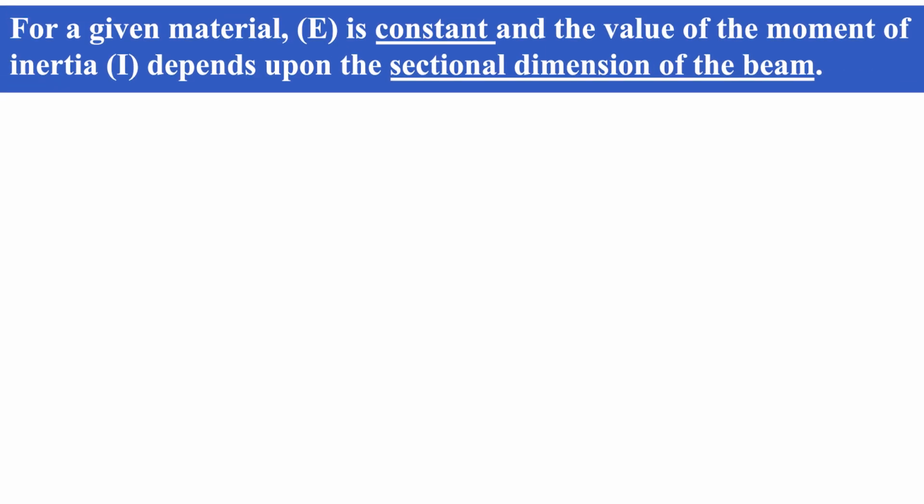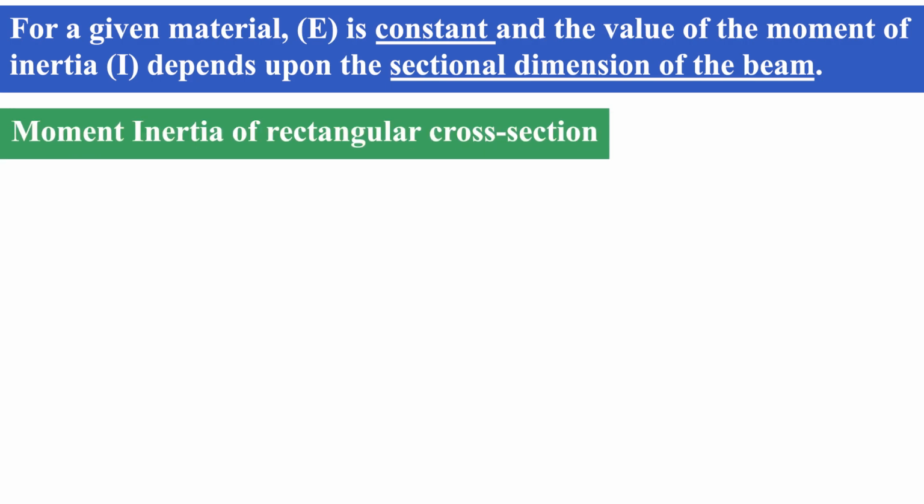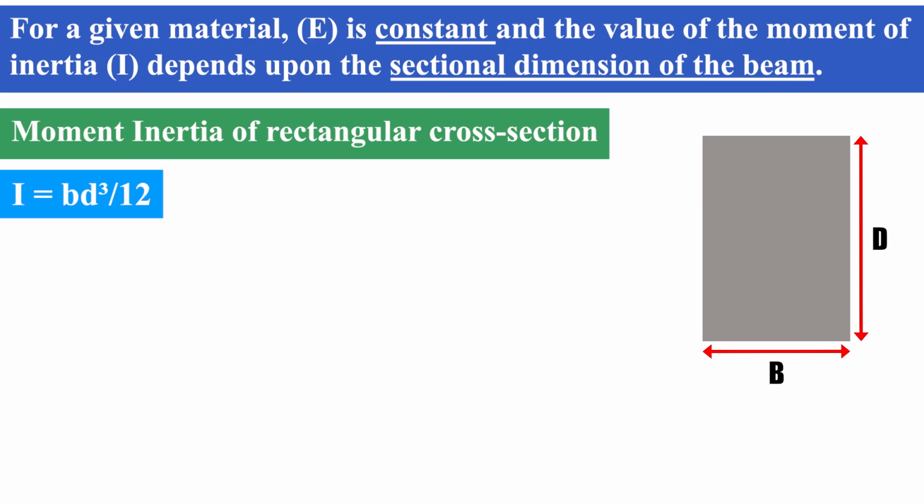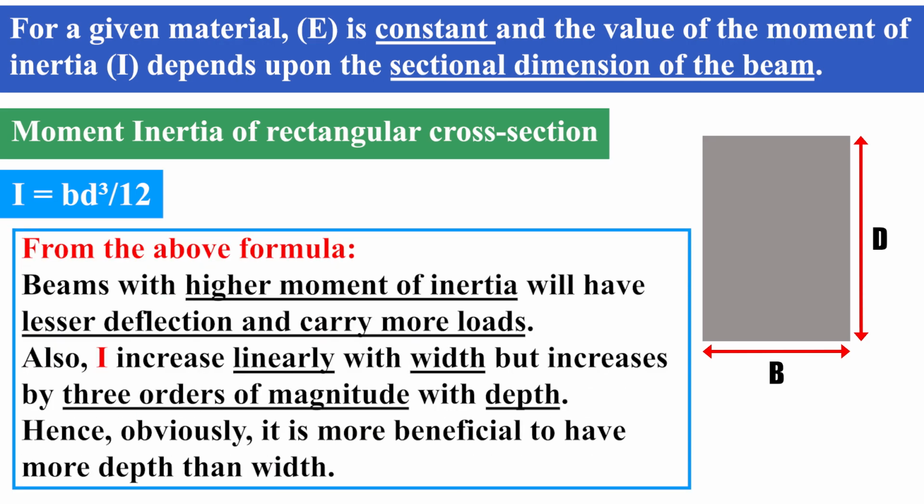For a given material, E is constant, and the value of the moment of inertia, I, depends upon the sectional dimension of the beam. Moment of inertia of rectangular cross-section: I equals b d cubed over 12. From the above formula, beams with higher moment of inertia will have lesser deflection and carry more loads. Also, I increases linearly with width but increases by 3 orders of magnitude with depth. Hence, obviously, it is more beneficial to have more depth than width.